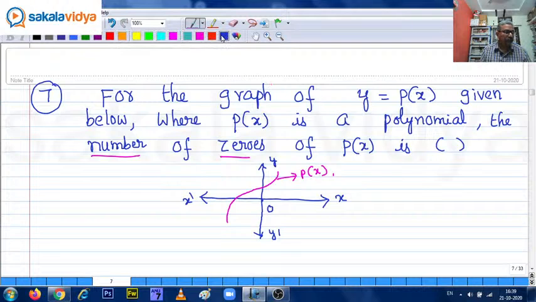Options. Option A, 0. Option B, 1. Option C, 2. Option D, 3. Which is the right option?